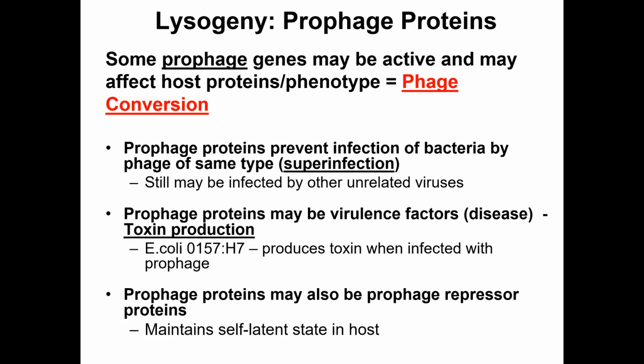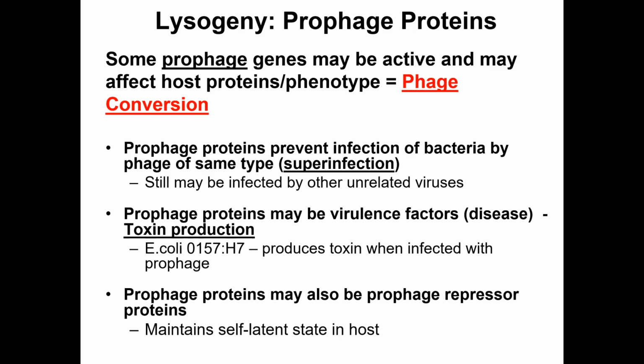Okay, so superinfection only applies to related viruses. Okay, it's immunity to related viruses. It does not apply to unrelated viruses. So with phage lambda, right, it can prevent other lambda viruses from getting at E. coli, but it can't stop, say, the T4 phage we saw before.